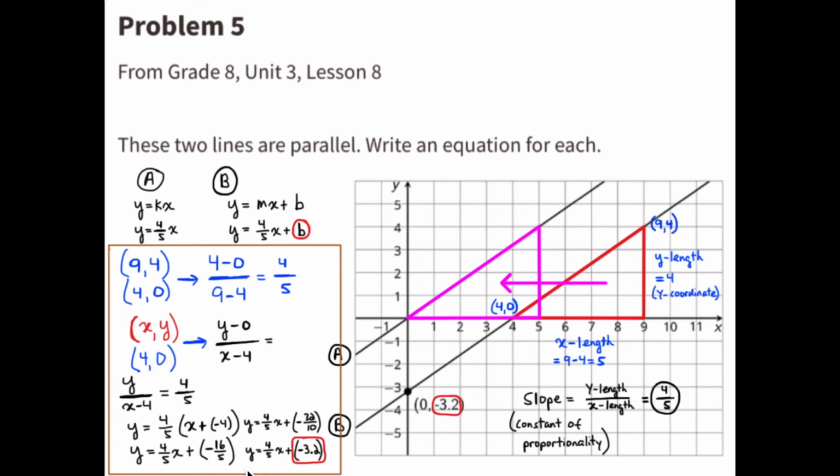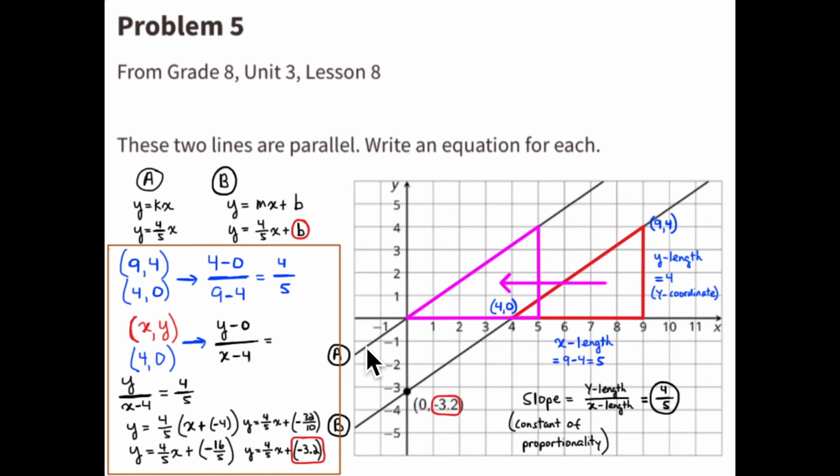So this is the equation for B. y is equal to 4/5 x plus a negative 3 2/10, or 4/5 x minus 3 2/10. And this is the equation for A. y is equal to 4/5 x. And notice the relationship. This is the proportional part, and then there's this adjustment of a negative 3 2/10. For whatever value you get for y along this line, along graph A, you then have to adjust that value down 3 2/10 to get to graph B.